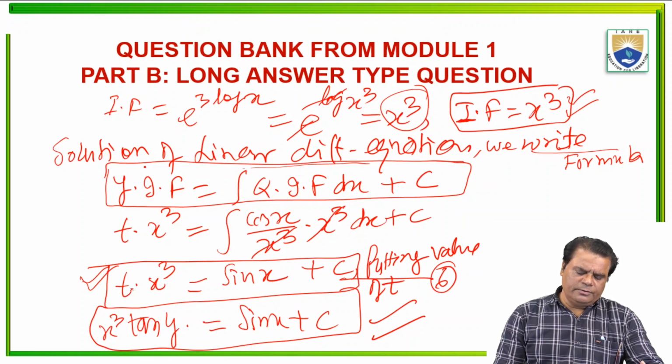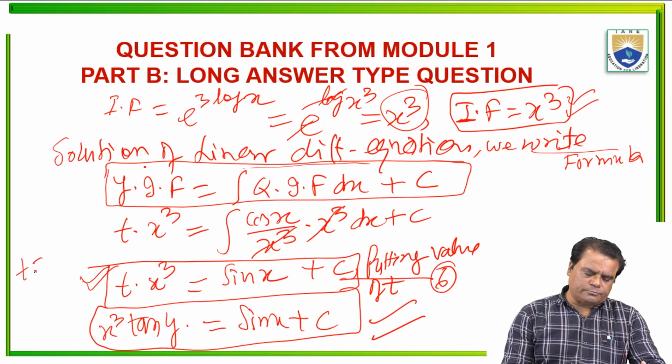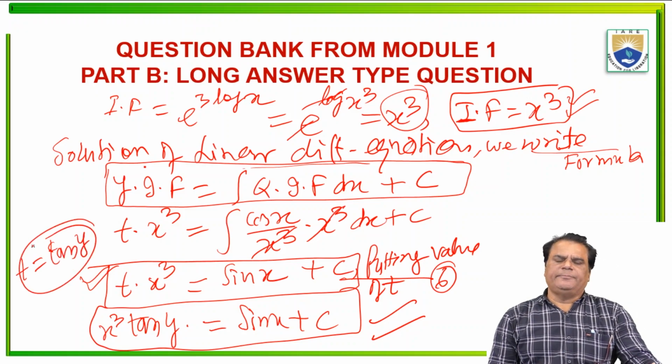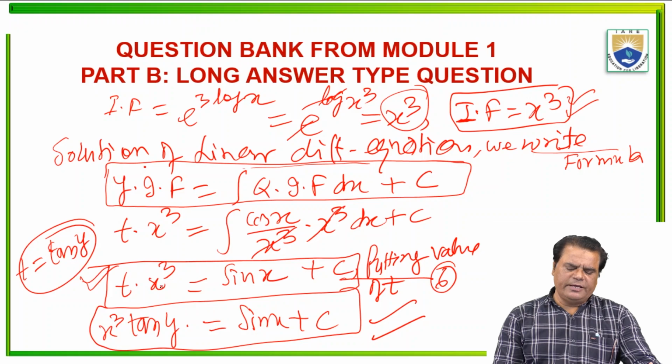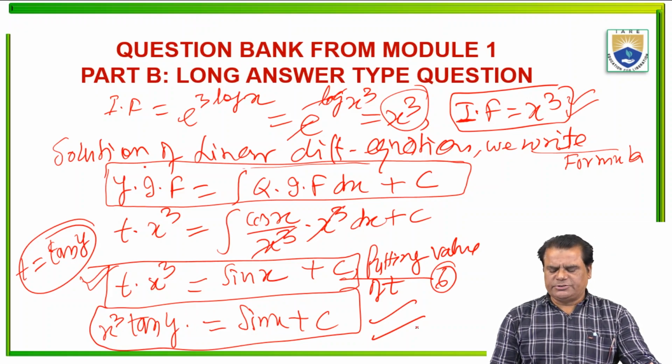So we are putting t equal to tan y. So t equal to tan y means x³ tan y equals sin x plus c.